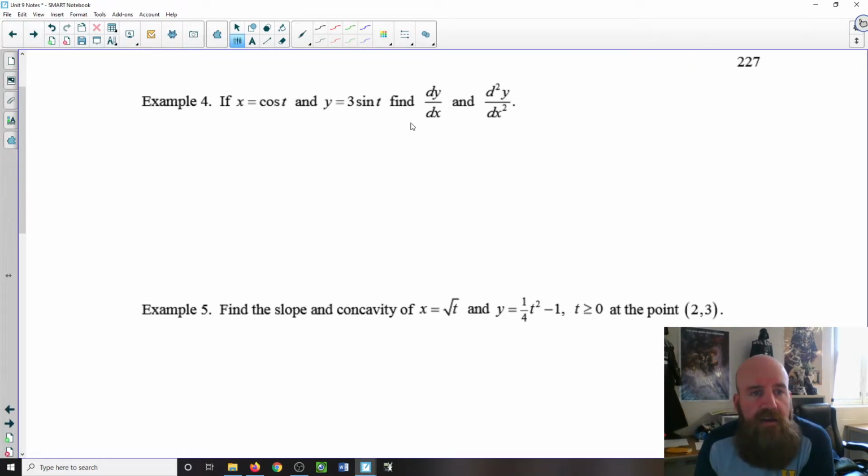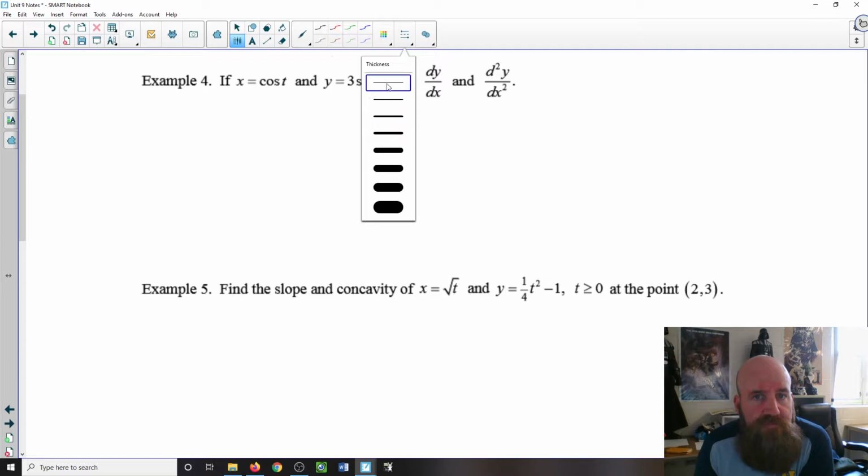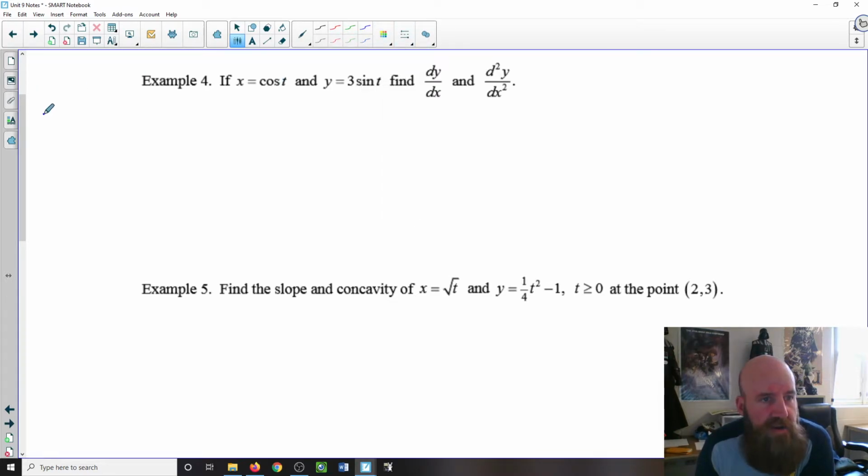When we look at example 4, we're given an x, we're given a y, and we're going to have to find the first derivative and second derivative. So the first thing I would like you to do is take the derivative of your x's and your y's. So I'm going to do dy dt. Once you're comfortable with this, you can really skip this step, but we're going to do it right now. So derivative of y, so 3 times derivative of sine is cosine.